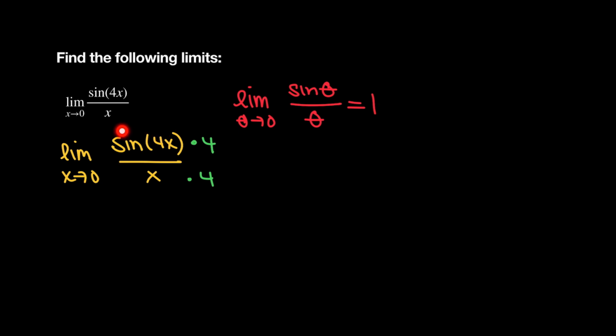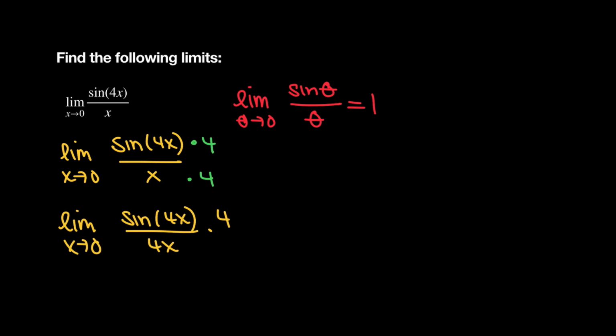In my problem, I have limit as x goes to 0 of sine of 4x over x. I have a 4x as my angle, so I really want the denominator to also be a 4x. So what I'm going to do is multiply both the top and bottom by 4. I have to multiply both the top and bottom by 4 because I don't want to actually change the value of this expression. I want to make sure I'm doing the same thing to the top and the bottom.